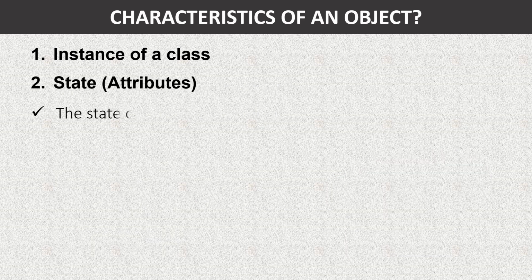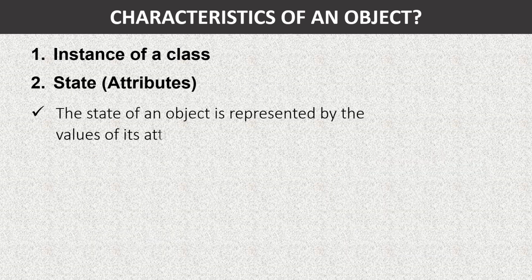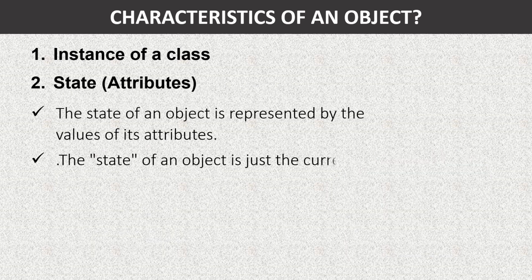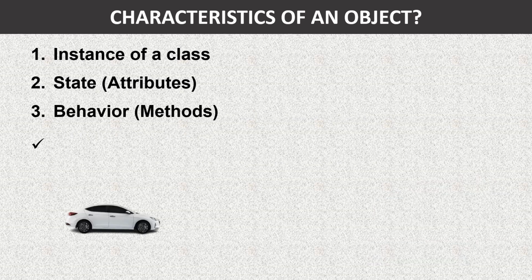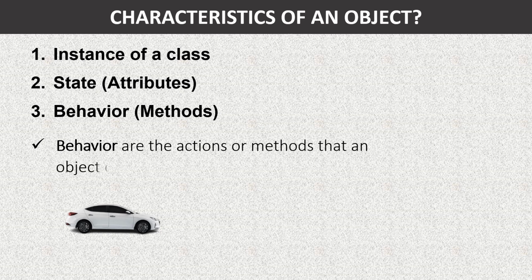The state of an object is represented by the values of its attributes. Each object has different features or qualities that describe it. These features are called attributes. The state of an object is just the current set of these attributes. Imagine you have a car. The car's state would be described by its attributes like its color, make, and model. So, if your car is red, made by Tesla, and its model is Y, these details make up the car's state. Objects can perform actions using methods defined in the class.